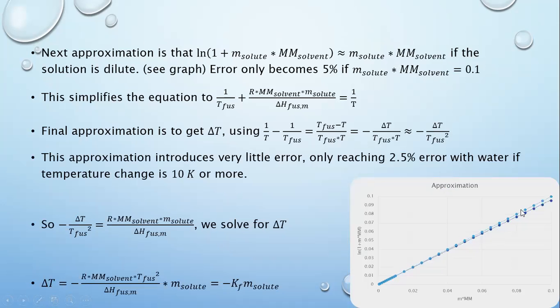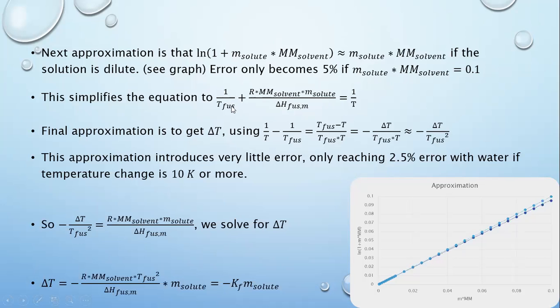So the blue line is just no deviation. And this is where you start to see how they deviate as you get more and more concentrated from the ideal linear. Very small deviation. And trust me, this will save our brains a lot of work. I'll simplify to this: R times molar mass of solvent times molality over delta H fusion.